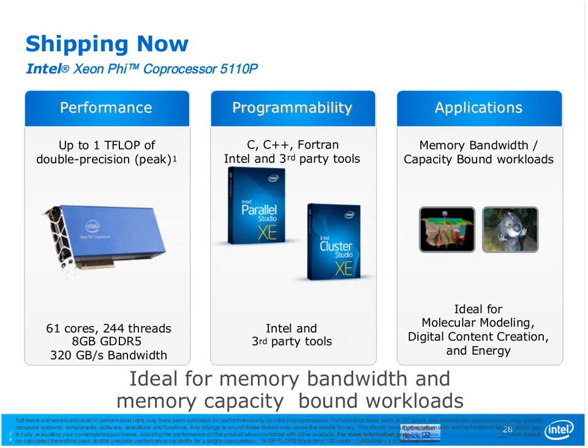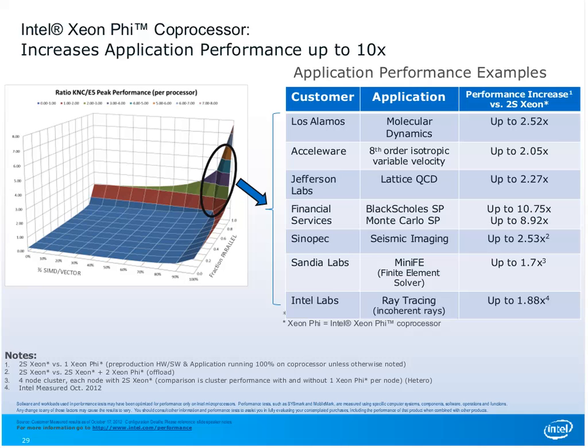Programmability: C++ and Fortran. Parallel Studio XE and Cluster Studio XE, version 2013, the latest ones, both support Xeon Phi. And then for applications, I'm going to go to the next foil.